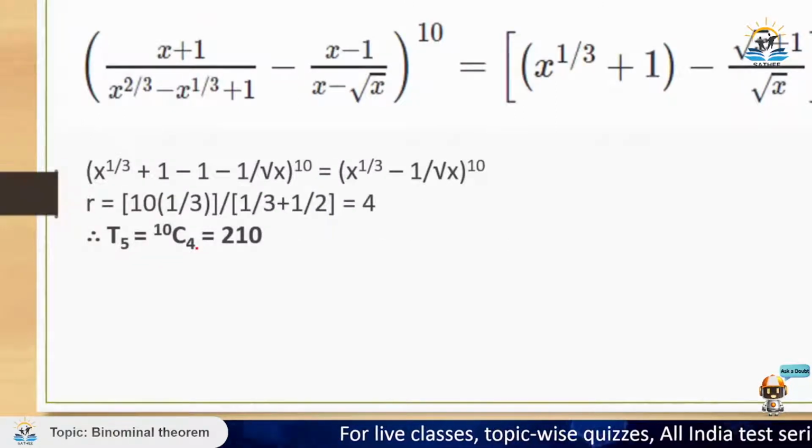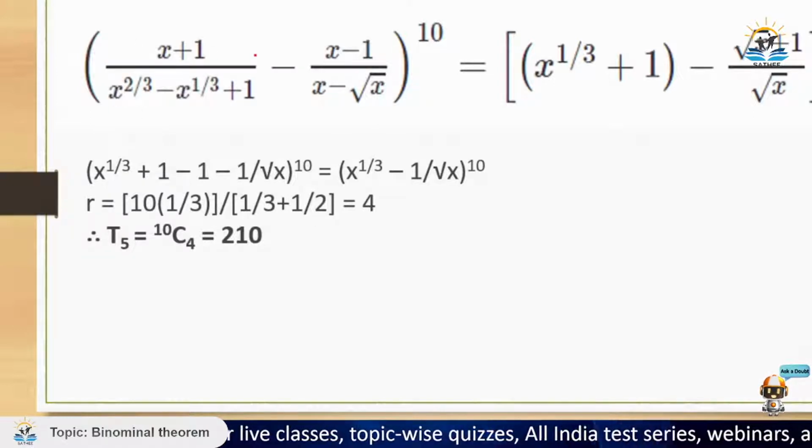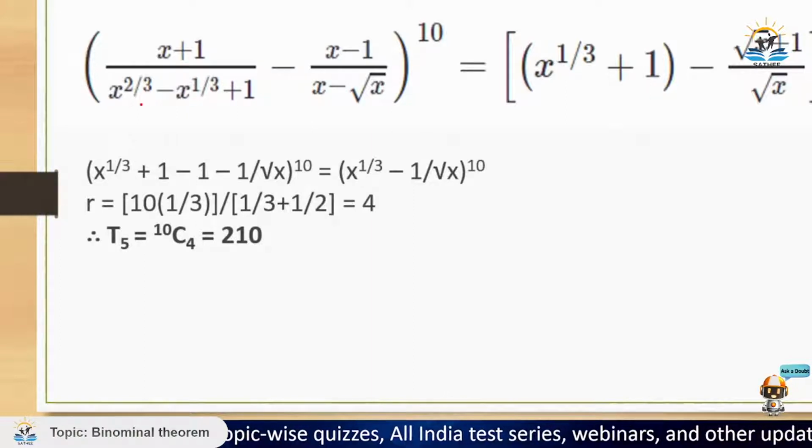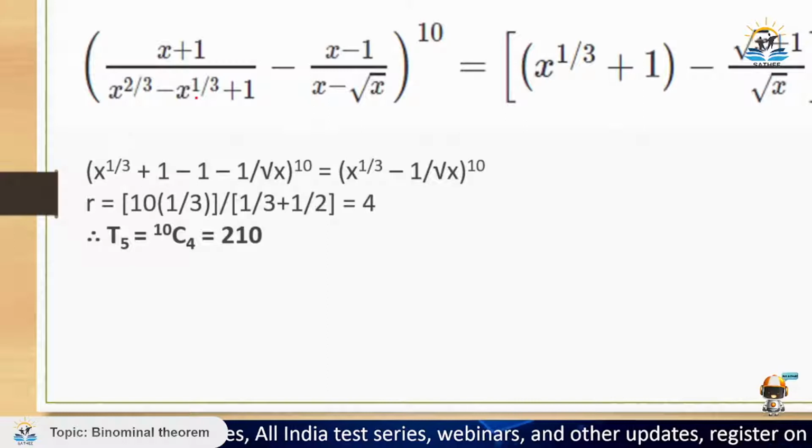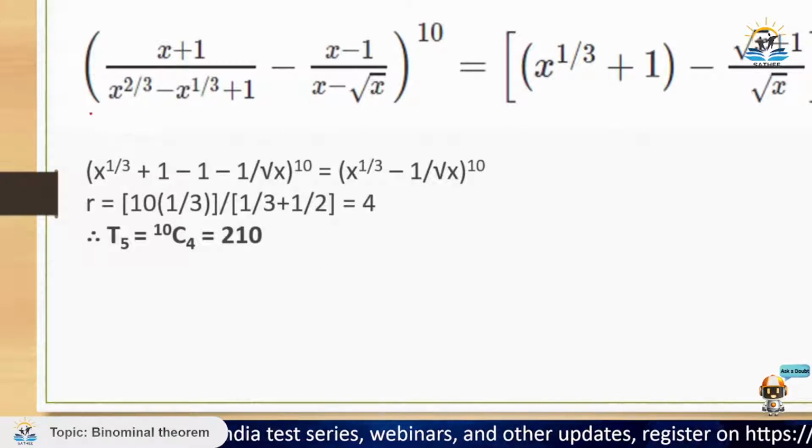So what this formula is saying is nothing but, you can see, x plus 1 upon x power... What is written here? Let me check once again. Okay, you need to rationalize it.